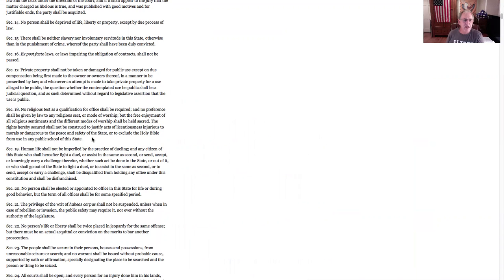And it says no religious test. A test was a very serious thing in the founding era, especially in England, beginning with Henry VIII, and then his daughter Elizabeth, and so on, and then King James at the time of the Pilgrims leaving. Let's finish the thing. It says, no religious test as a qualification for office shall be required, and no preference shall be given by law to any religious sect or mode of worship. This is kind of one little phrase together: no religious test as a qualification for office.